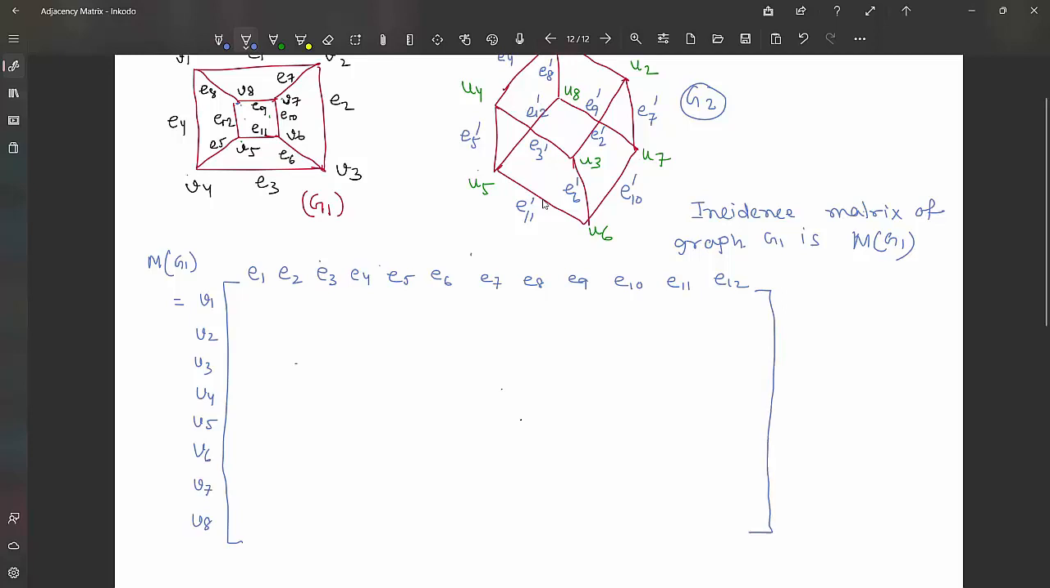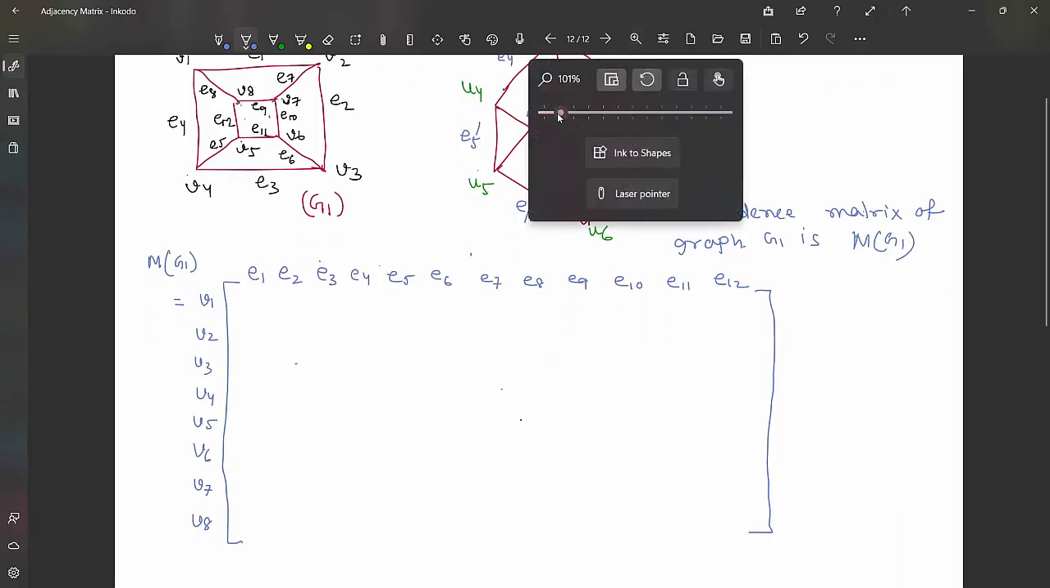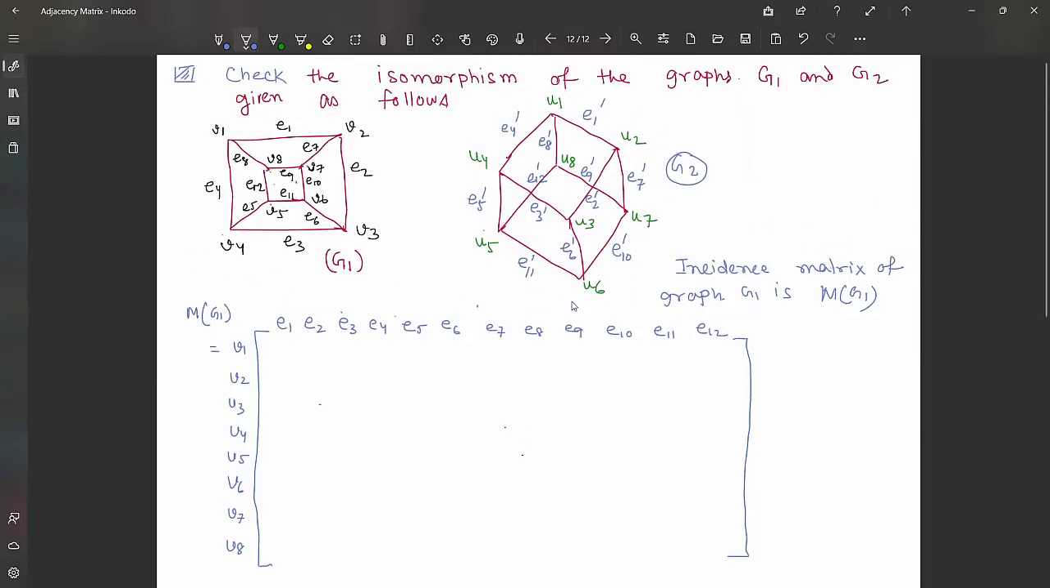So this will be the incident matrix. If we take first the U1, this U1 is connected with V1 and V2, so put 1 and 1 and every other place it is 0. E2 is connected with V2 and V3, and every other place is a 0.